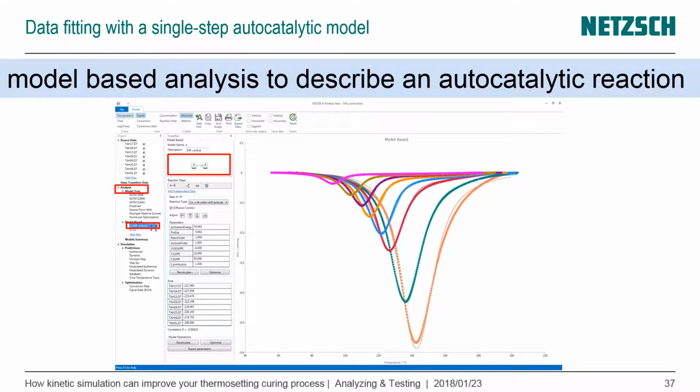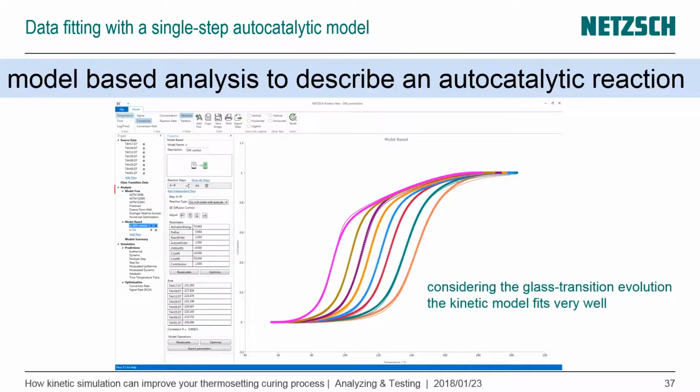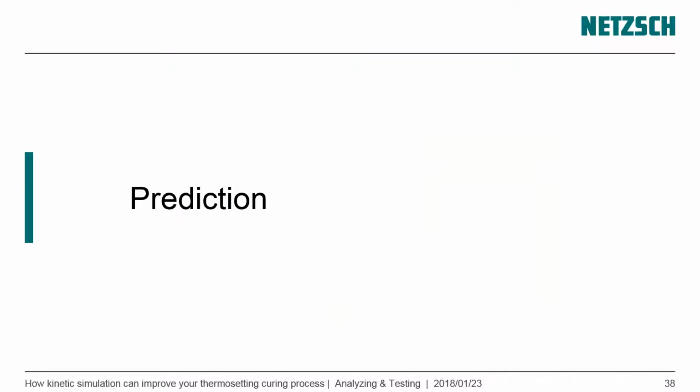So let's have a look to the measurement data again. Taking into account the glass transition evolution, our signal or the fit of the signal doesn't look very different to the one we could see before. But if we have a look to the conversion, then we can see now we have a very good fit to our conversion. And now the model-based kinetic fit is very, very good. And we are ready to predict the customer's issues.